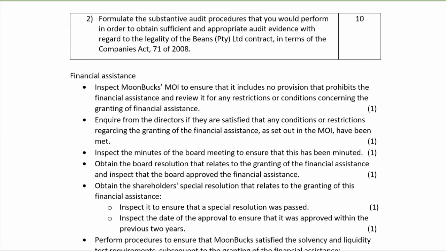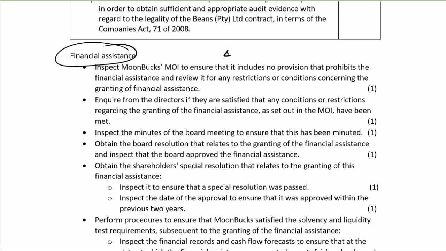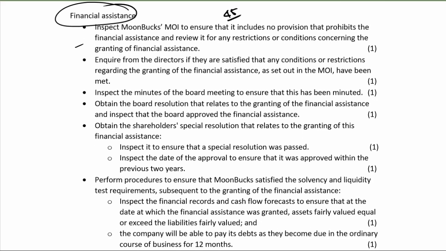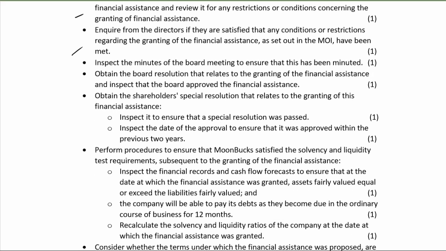Your substantive procedures addresses financial assistance first, so literally went and took out the requirements of section 45 and tested them, inspecting that the MOI allows for financial assistance, and then going inquire about the terms being adhered to, inspecting the minutes, and then getting that resolution, seeing that it was approved, and in that making sure that there was the special resolution or the employee share scheme. Okay, making sure it was in the 2 years.